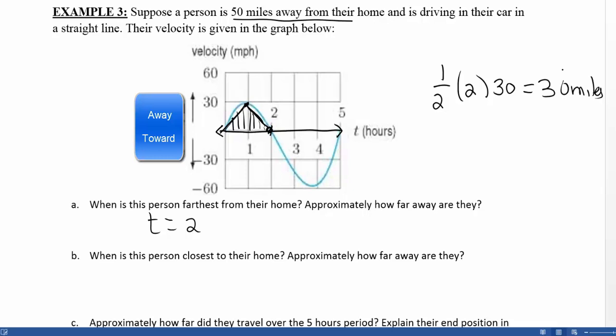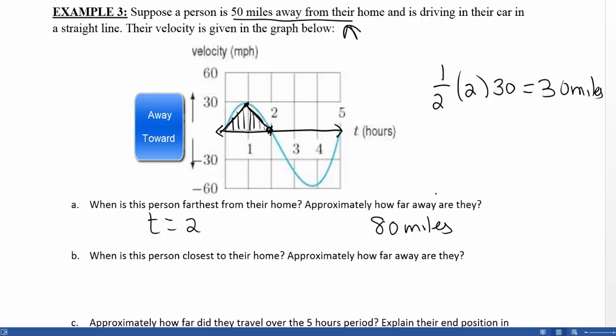So remember, I started 50 miles away. Now I went another 30 miles away. I'm driving away from my home, which means that at time equals 2, I am 80 miles away from my house. The 50 miles from before I started measuring, plus the 30 miles that I gained from time equals 0 to time equals 2.